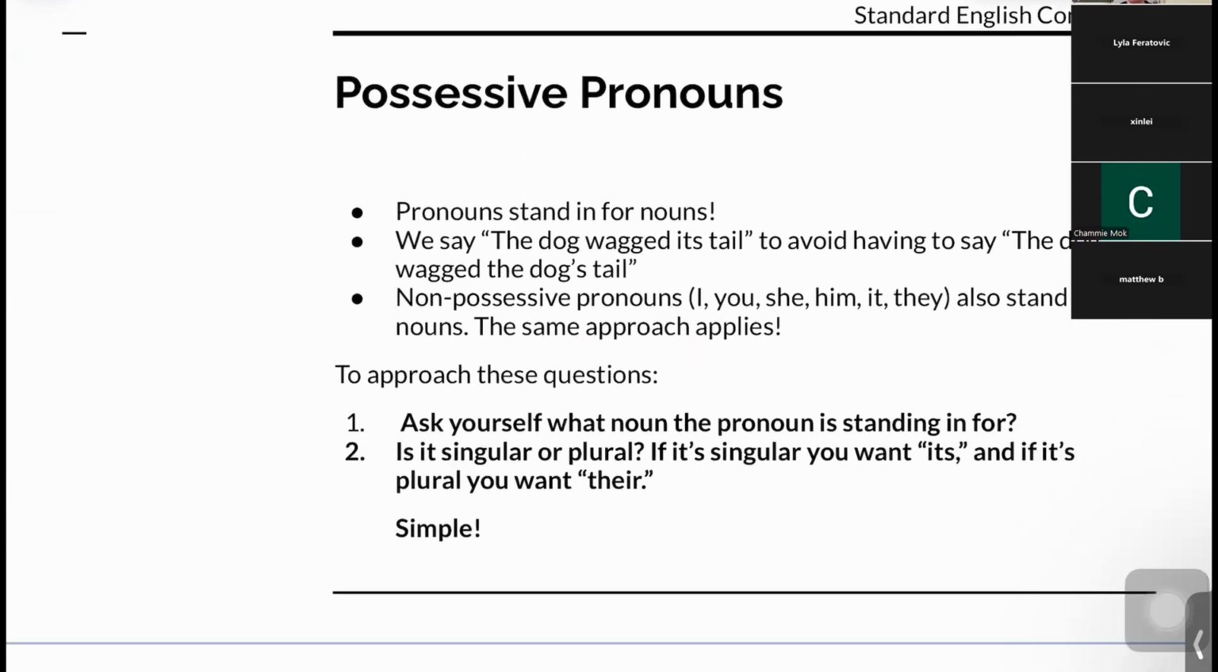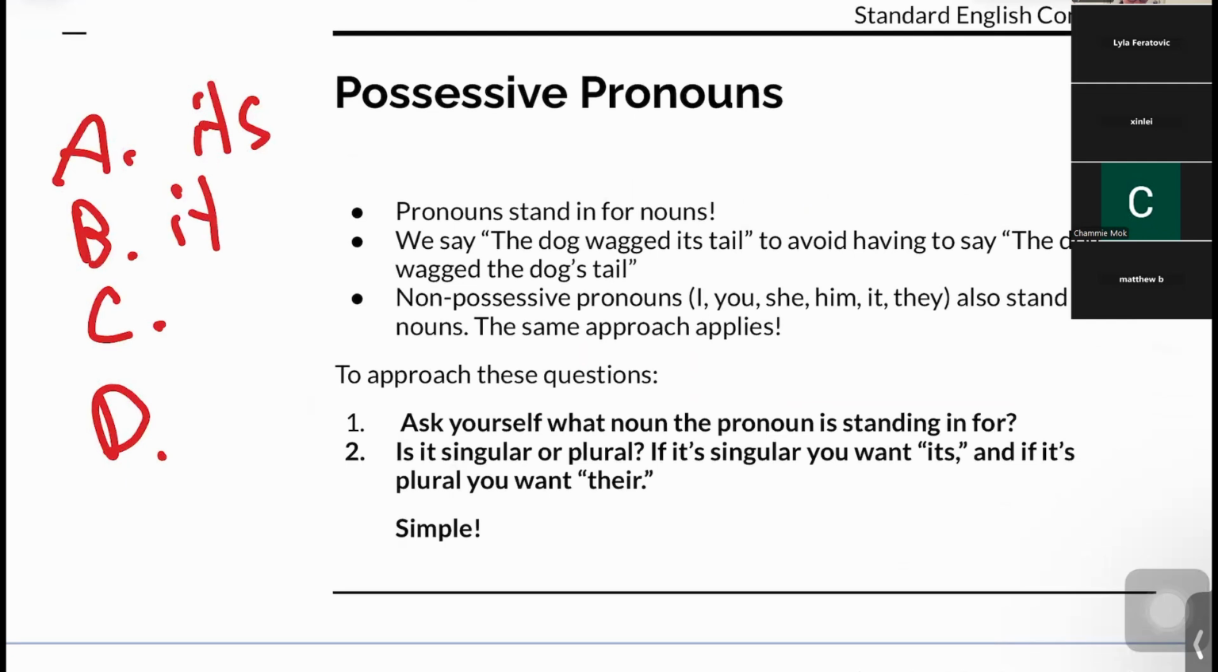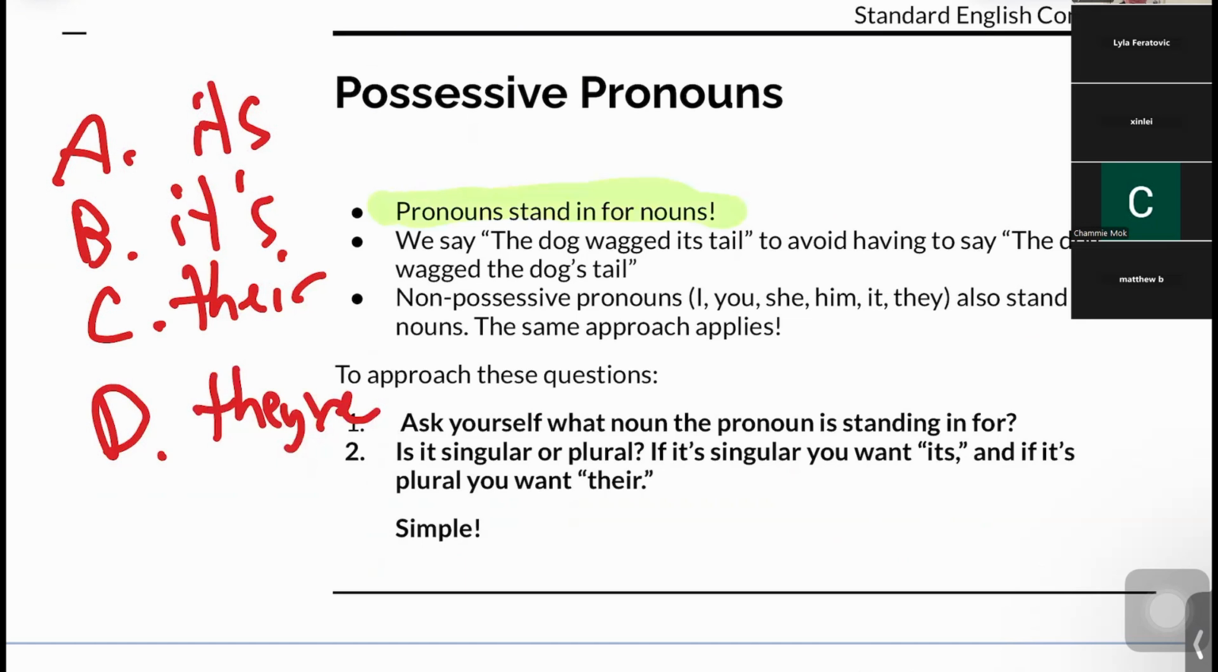So, like I mentioned, when you see this type of multiple choice situation, what this question is essentially asking you is to figure out what this pronoun stands for, and is it singular or plural? And in context, does it need to be possessive, or does it need to be an "it is" or a "they are," right? So what's a pronoun? A pronoun stands in for a noun. Pronouns do not just stand in for the subject of a sentence. It can stand in for any noun at all.